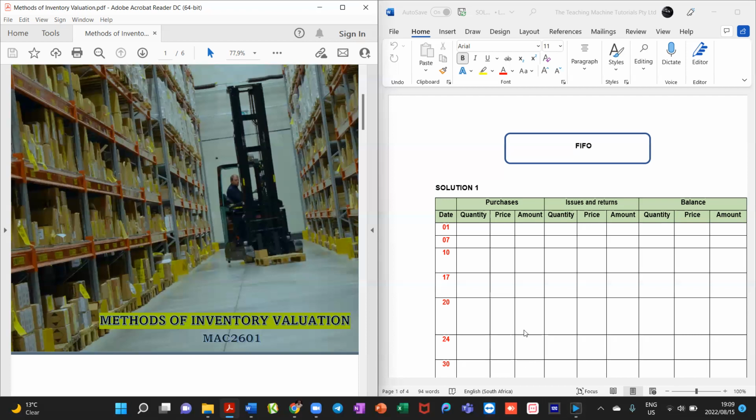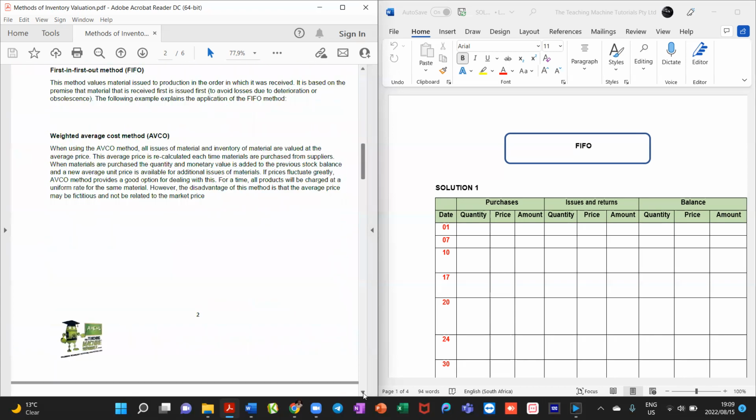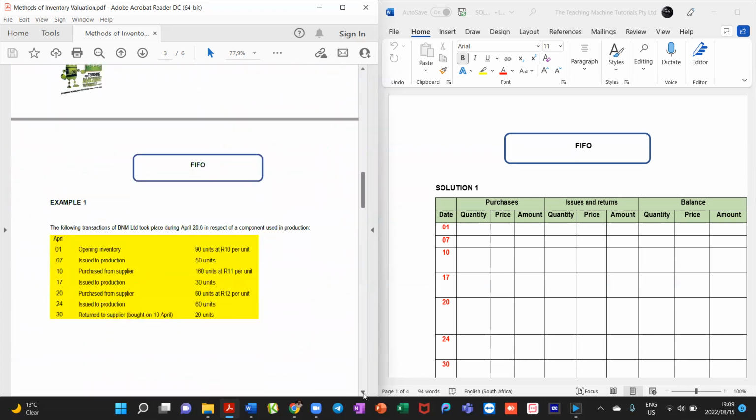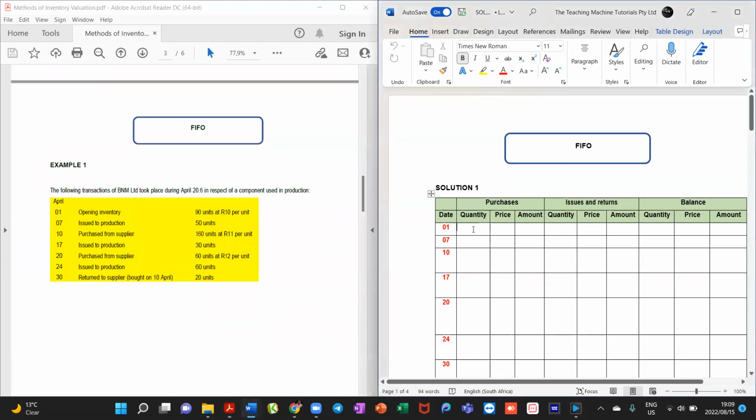All right. Now, I will be taking you through calculations or steps on how to do the FIFO method. On your left, you have example number 1. It says the following transaction of B&M Ltd took place during April 2016 in respect of a component used in production. The opening inventory is given as 90 units at 10 Rand per unit. You have issued to production. You have purchased from supplier, issued.